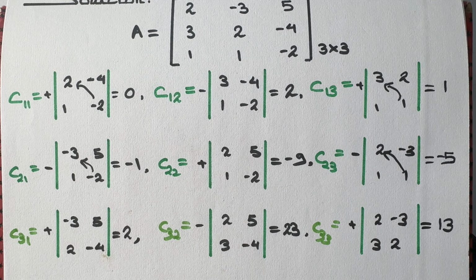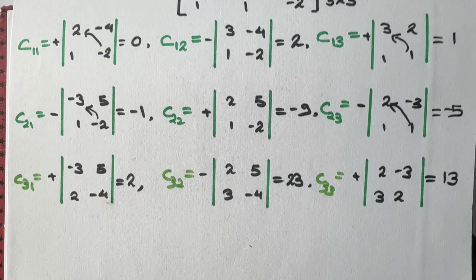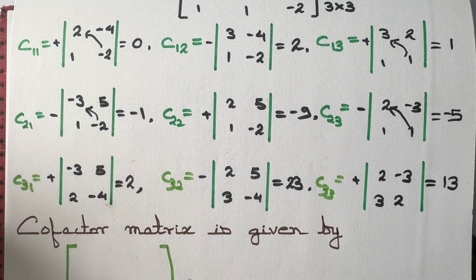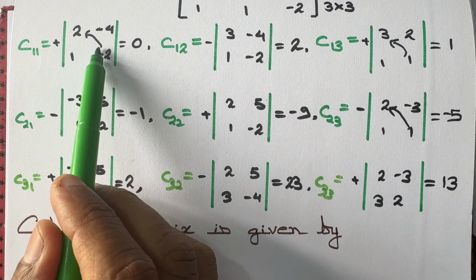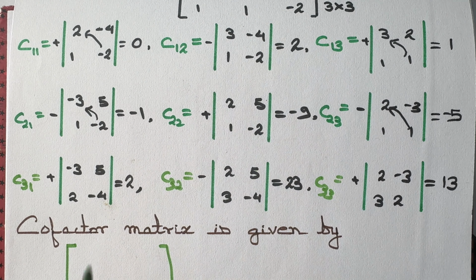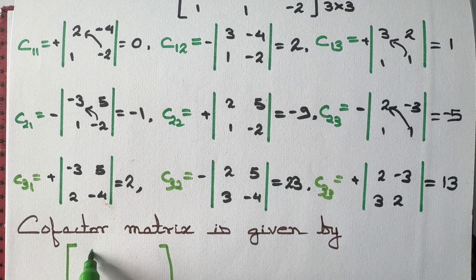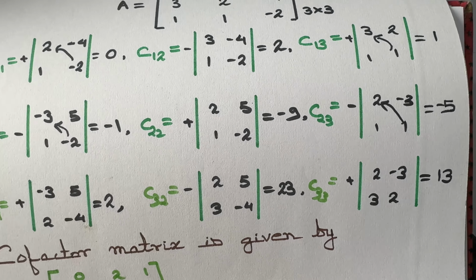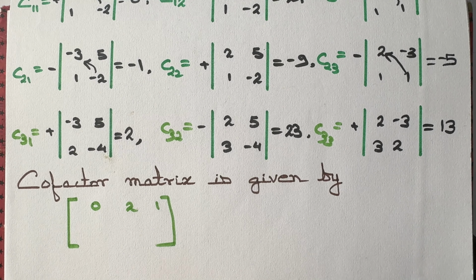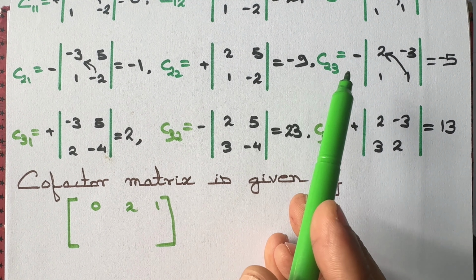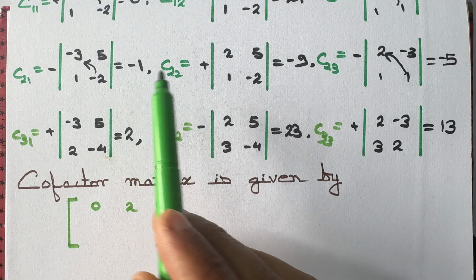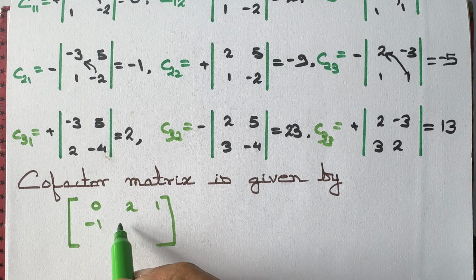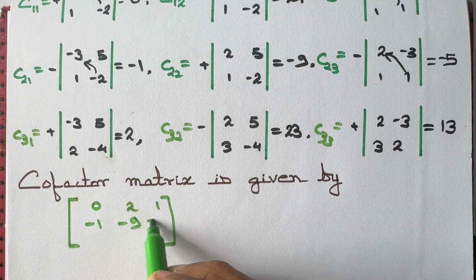Now we write the cofactor matrix. The cofactor matrix is given by copying those entries: C11, C12, C13, which are 0, 2, 1. Next, C21, C22, C23, which are minus 1, minus 9, minus 5.